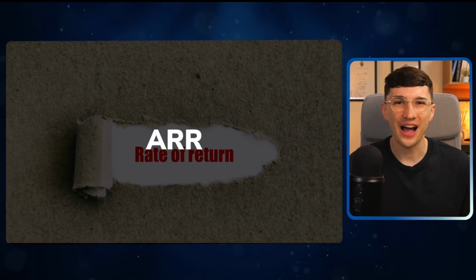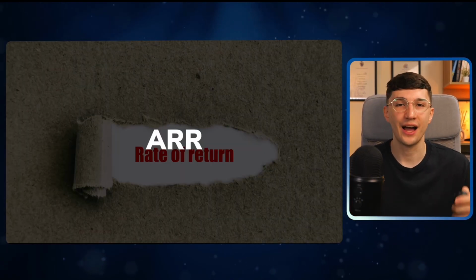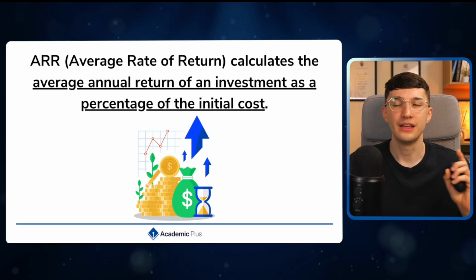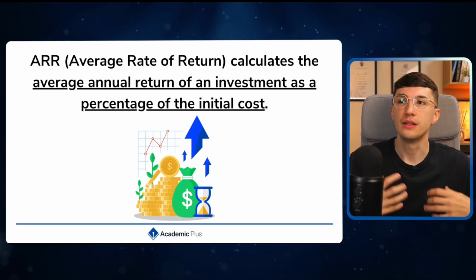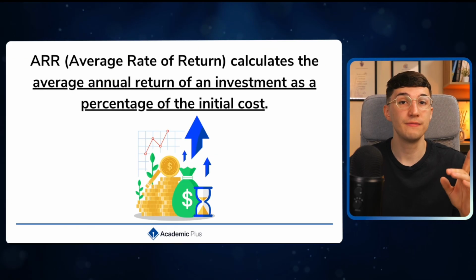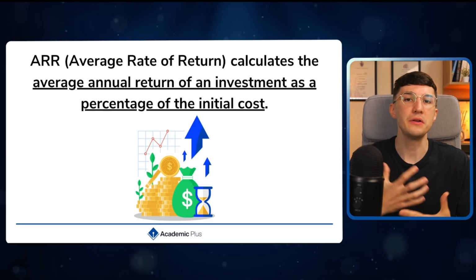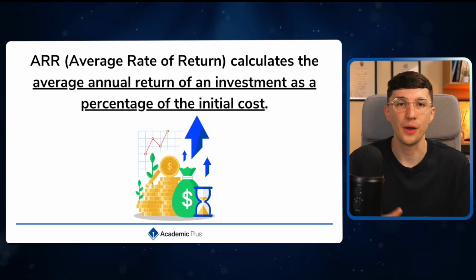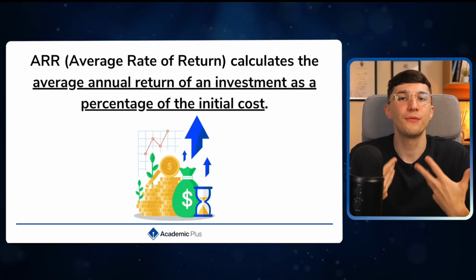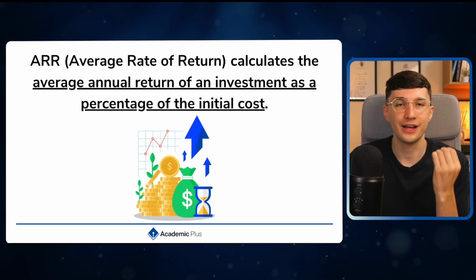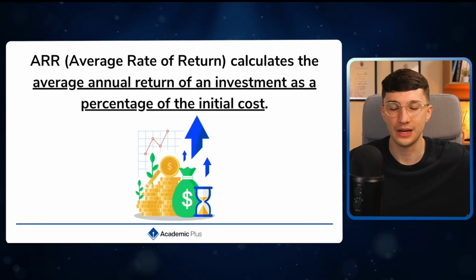The second of our investment appraisals is the average rate of return. Now, the average rate of return calculates the average annual return of an investment as a percentage of the initial cost. That may not make too much sense at this moment in time, but essentially it's like the profitability. It is expressed as a percentage as well. Keep that in mind for later on.